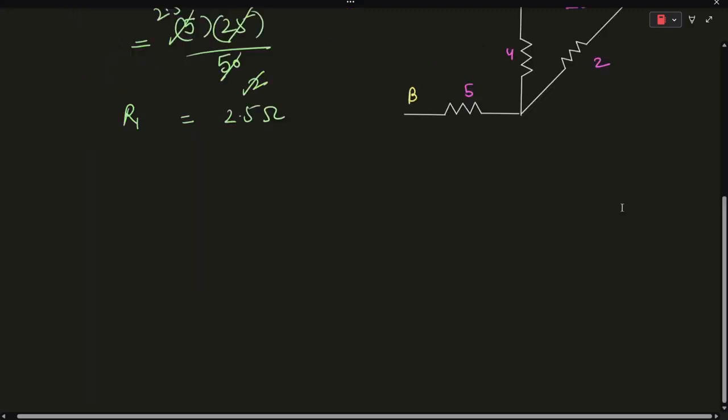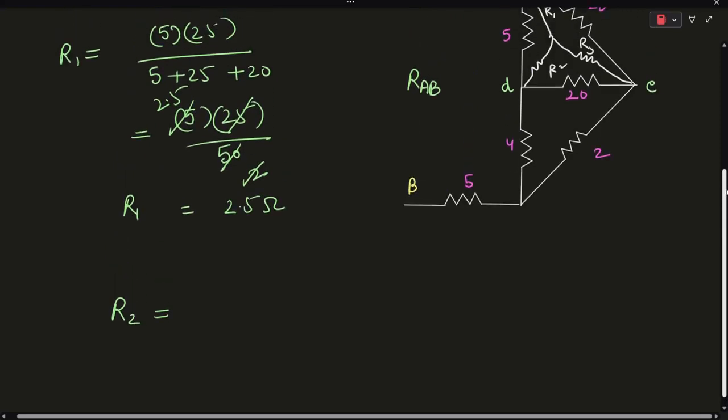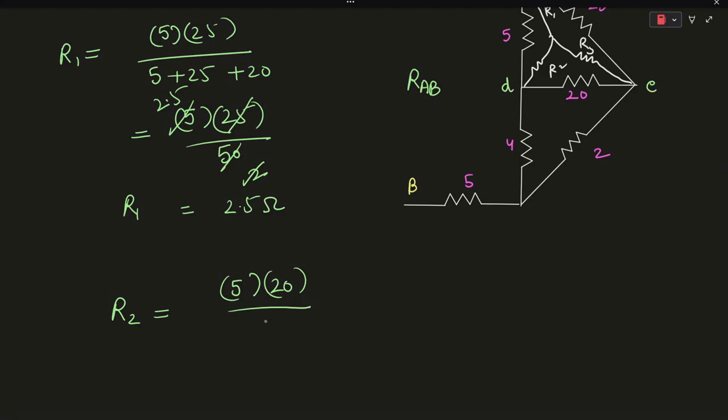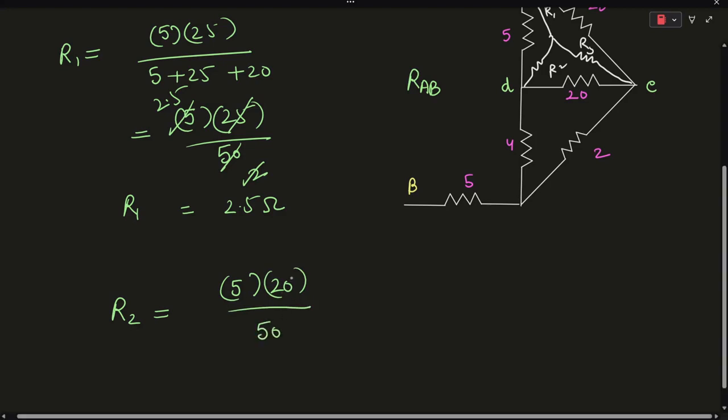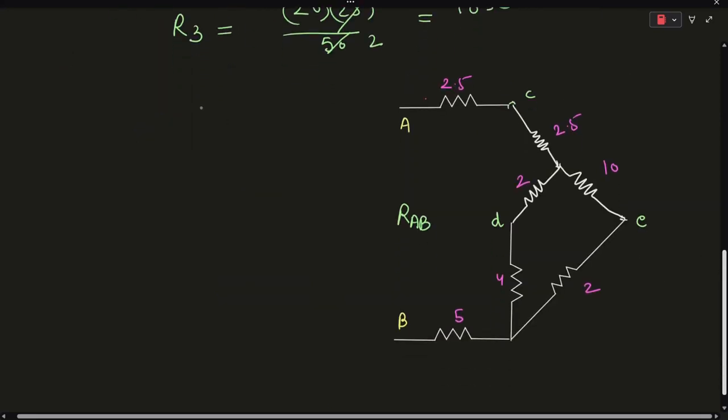Similarly, the value of R2 will be equal to 5 into 20 upon 50, which is equal to 2 ohms. Similarly, the value of R3 is equal to 20 into 25 upon 50, which is coming out to be 10 ohms. So after applying delta to star transformation, we are getting this particular equivalent circuit.